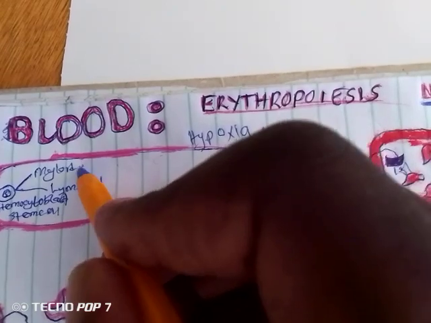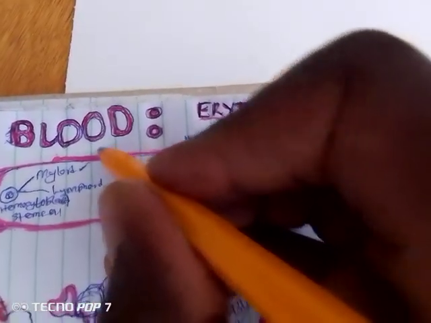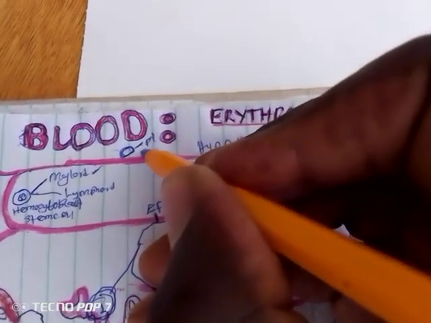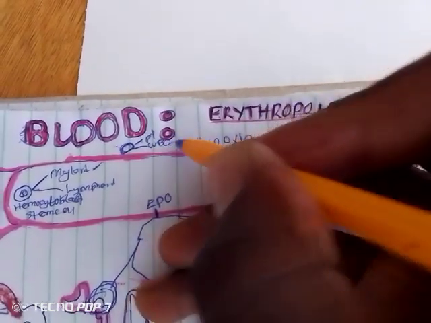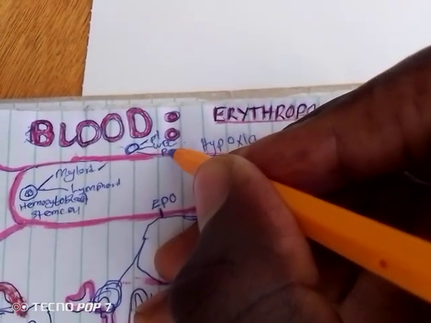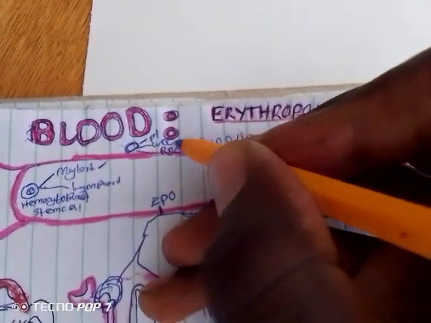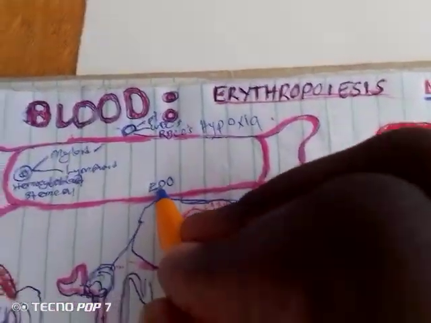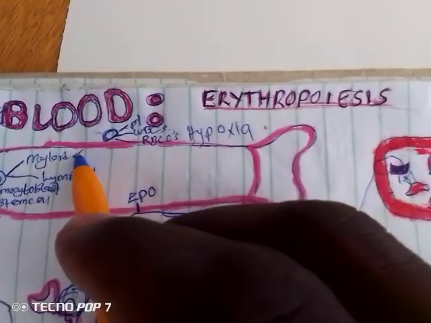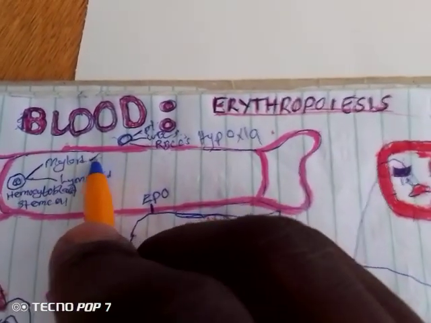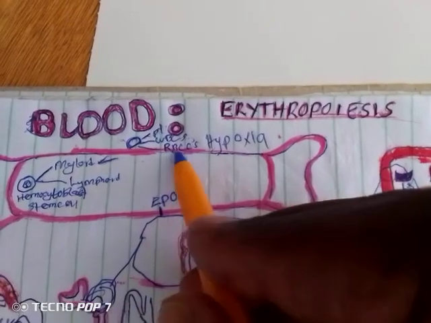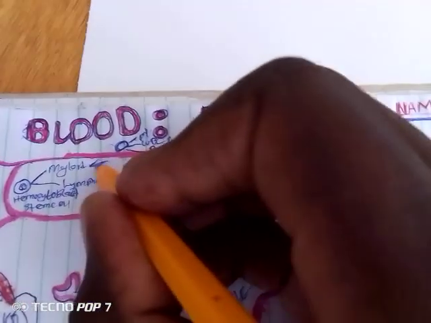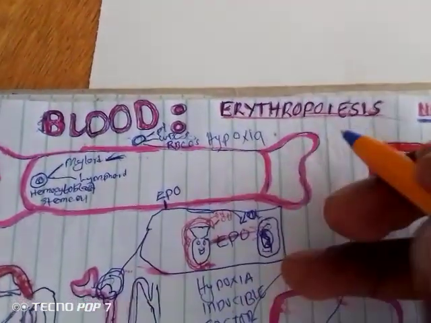So this myeloid can differentiate into three types of cells. We have platelets, we have WBC, white blood cells, and RBCs. Now, because EPO normally commits this myeloid stem cell to form the specific one, red blood cells, this triggers the formation of red blood cells.